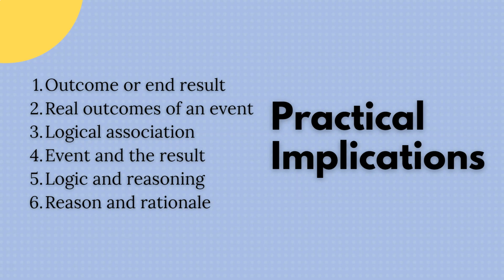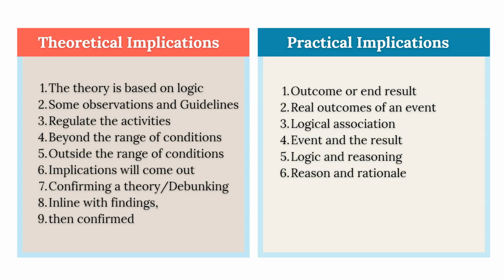So under practical implications, there are 6 key points. First one is it is outcome or end result based. It relies on real outcomes of an event. There is a logical association. Events and the result are connected. There is a logic and reasoning, and finally reasoning and rationale works in practical implications. This slide is giving the comparison of what I have explained in my previous slides, so you can take help as well.